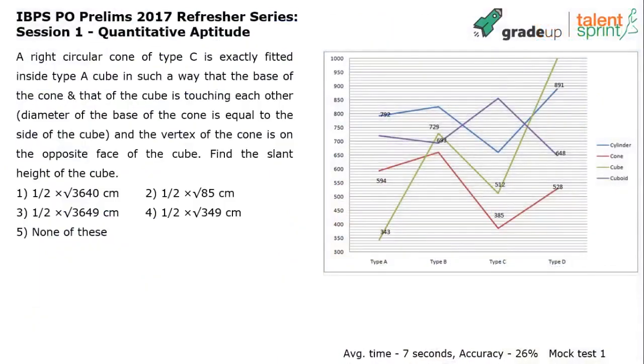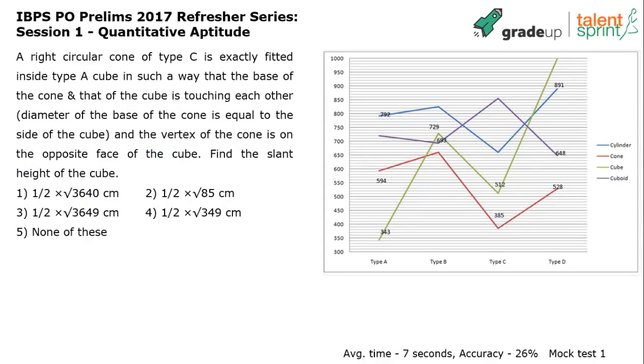Next question on your screens now. I think this should probably be the last one from this DI set. We'll then jump to the independent ones. Oh, and a big question, 6-7 lines here. See this, a right circular cone of type C is exactly fitted inside type A cube in such a way that the base of the cone and that of the cube is touching each other, where diameter of the base of the cone is equal to the side of the cube and the vertex of the cone is on the opposite face of the cube. Find the slant height of the cone.